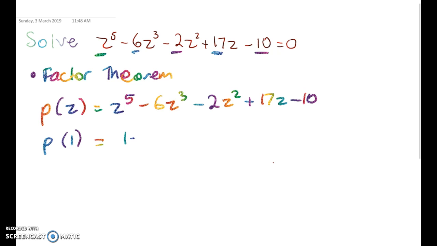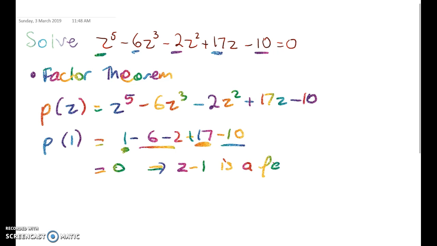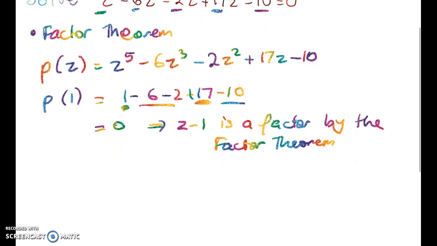So p of 1 is 1 minus 6 minus 2 plus 17 minus 10. So adding that up, what do we get? Yep, we're very happy because we've got 18, take away 8, take away 10, which equals 0. So z minus 1 is a factor by the factor theorem. And we really should say that when we use it. It's kind of not plagiarizing someone's work, right? So we give credit to the factor theorem.